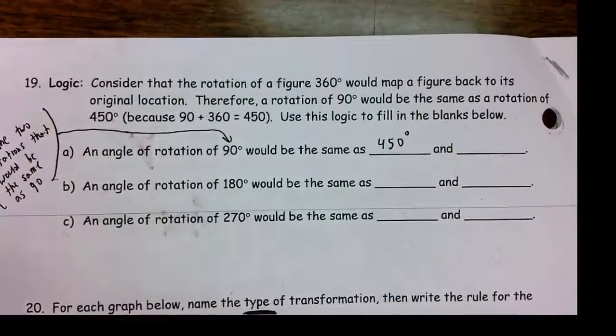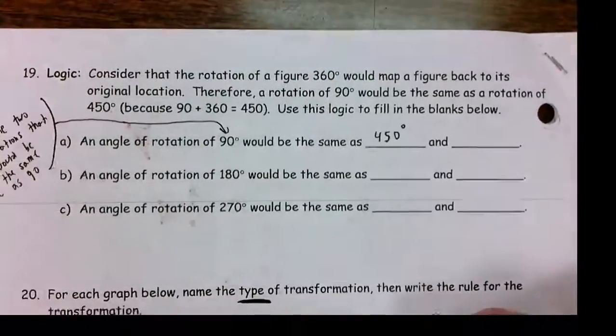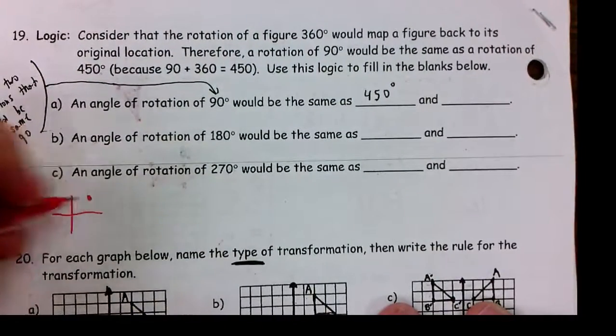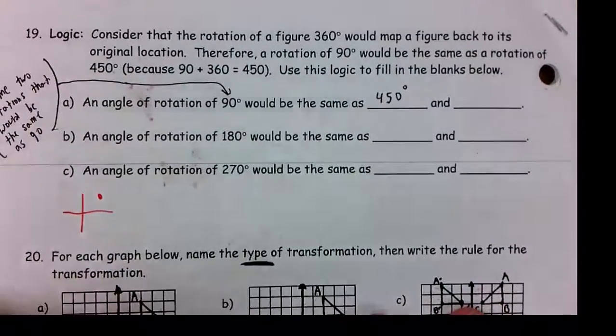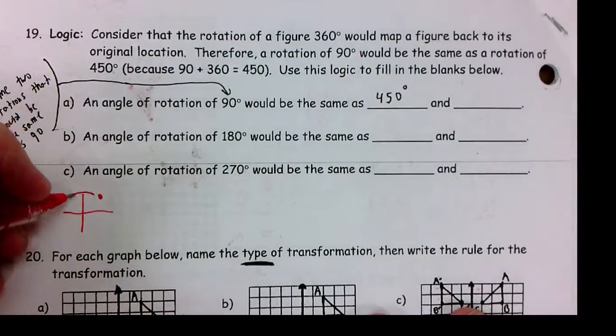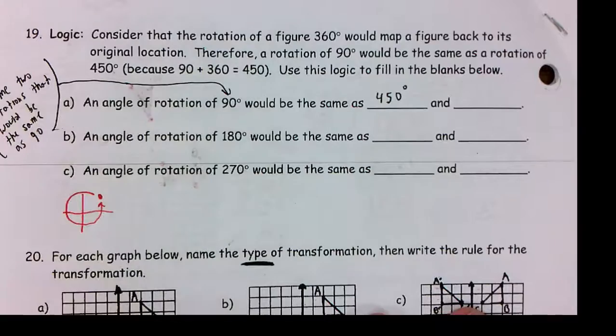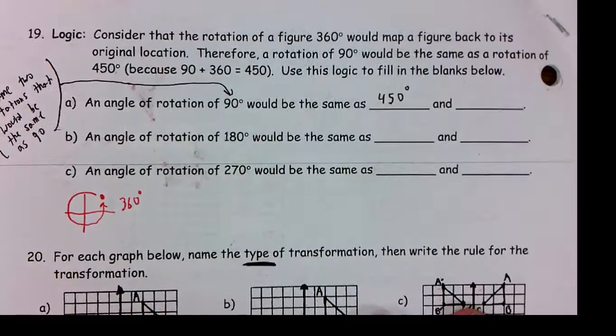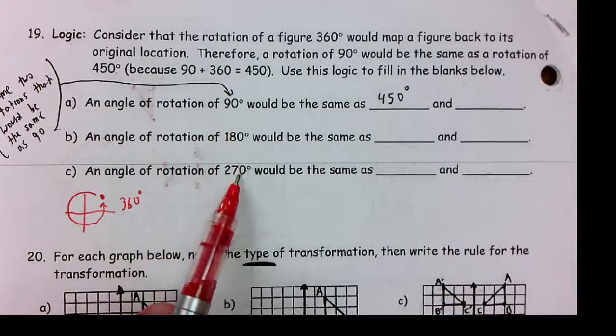All right, number 19. So here's the thing to think about in number 19. When you have a circle, or when you have a point, and it rotates all the way around back to where it started, that is 360 degrees. So, here's how that helps you with all three of these problems.